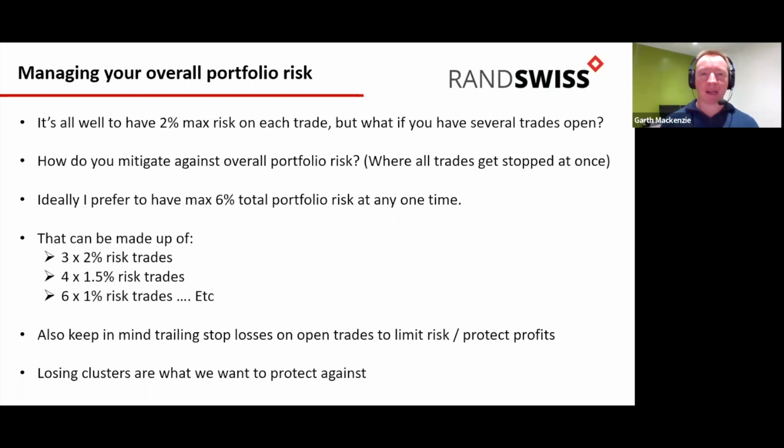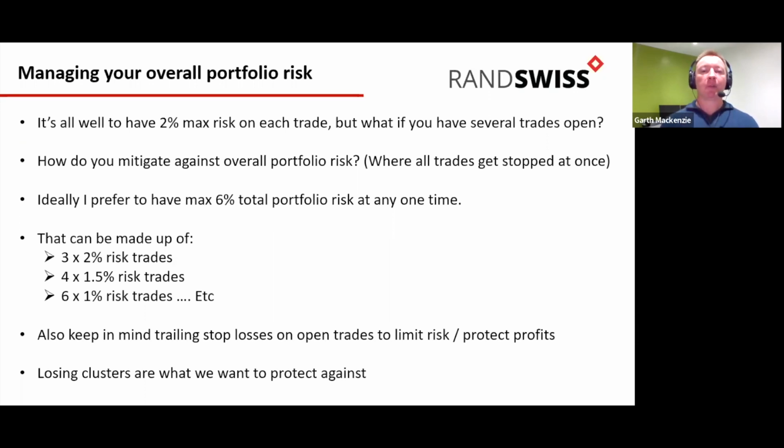So as part of my trading playbook, I also take into consideration the overall portfolio risk. So what I have said here is that ideally, I prefer to have a maximum of 6% of my total portfolio at risk at any one time. So if everything goes wrong all at the same time, all my trades get stopped out at once, I don't want to be losing more than 6% of my account at any given time.